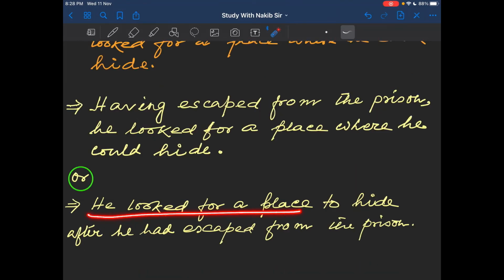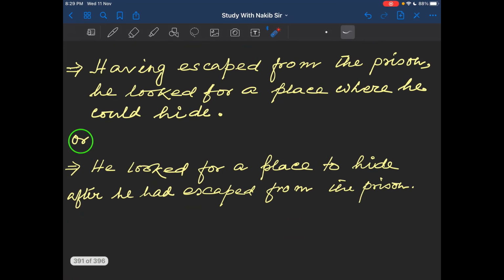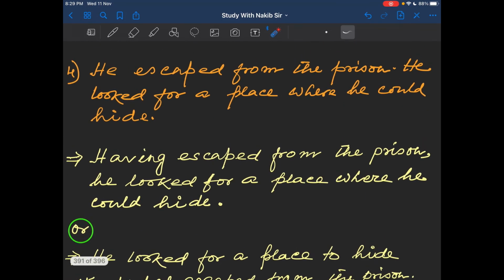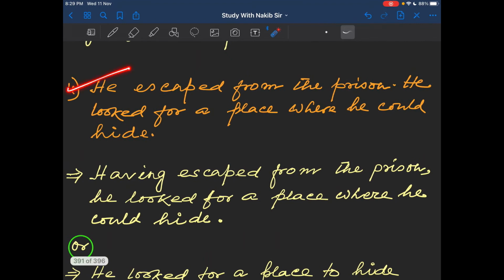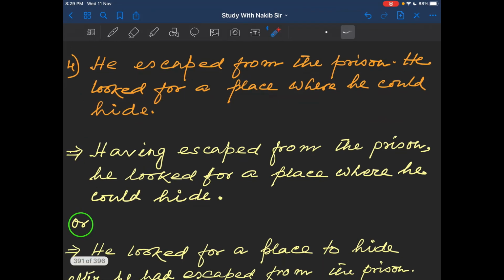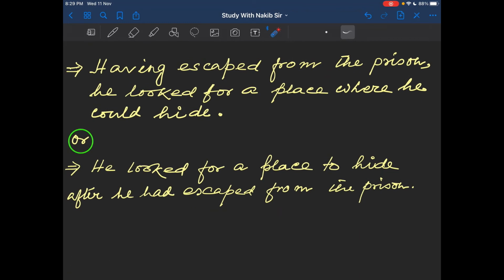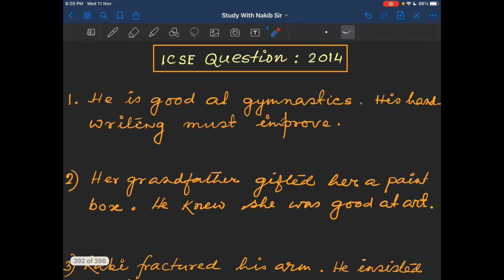He looked for a place to hide after he had escaped from the prison. So these two words you can combine in your fourth question, the last question. He escaped from the prison. He looked for a place where he could hide. Okay. Now see the next question.